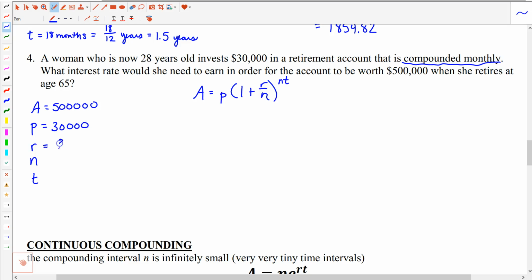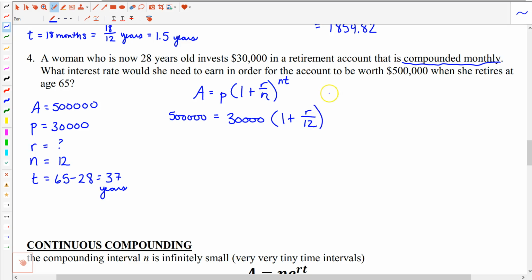The interest rate on this problem is unknown. Since this account is being compounded monthly, my value for n is going to be 12. And then the time in years the money is going to be sitting in the account will be 65 minus 28. So 37 years will have elapsed. So let's go ahead and substitute these numbers into this formula. All right, so I have my 500,000 is equal to 30,000 times (1 plus little r is unknown, n is 12) raised to the exponent of 12 times 37.